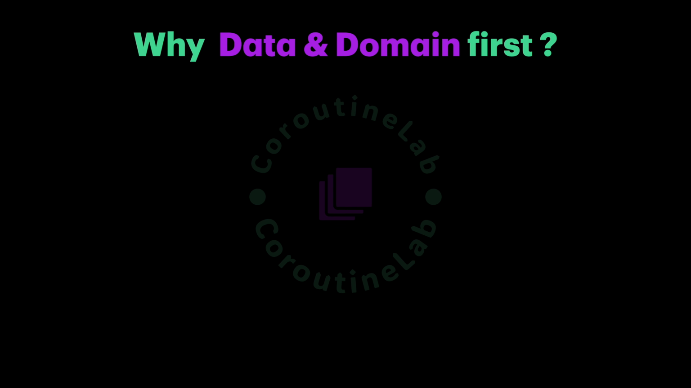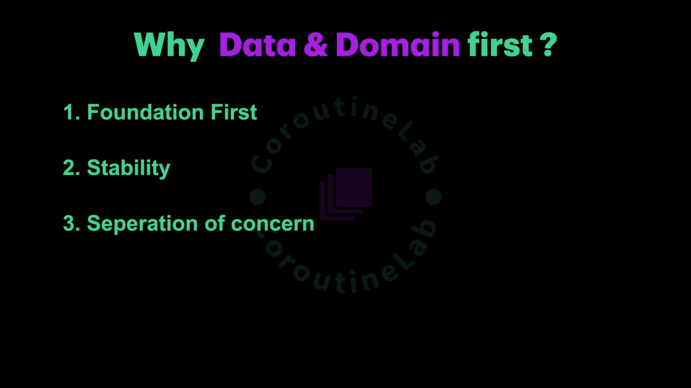But why are we doing the data and domain layer first and not the UI layer? Let's take an example of building a house. You don't start with painting the walls or installing furniture. You first lay a solid foundation and structure. The data and domain layers act like the foundation of your app. Second advantage is stability. Think of the data and domain layers as the plumbing and electrical work in a house. You need to make sure the pipes and wiring are correct before putting up walls.